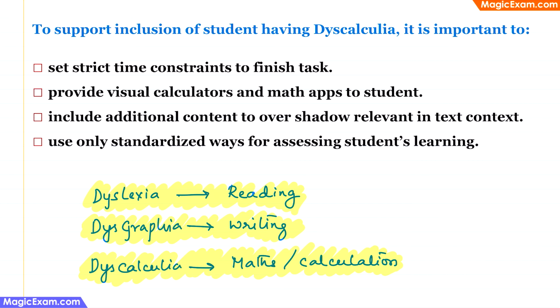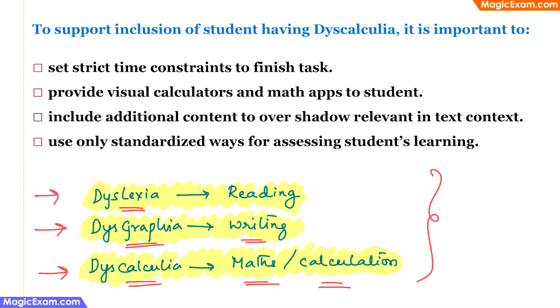Before answering this question, you have to remember these three types of learning difficulties about which questions are frequently asked. Dyslexia means difficulty in reading, because lex is reading, and dysgraphia is difficulty in writing, because graph is writing, and dyscalculia is difficulty in mathematics or calculation, because calculia is related to calculations.